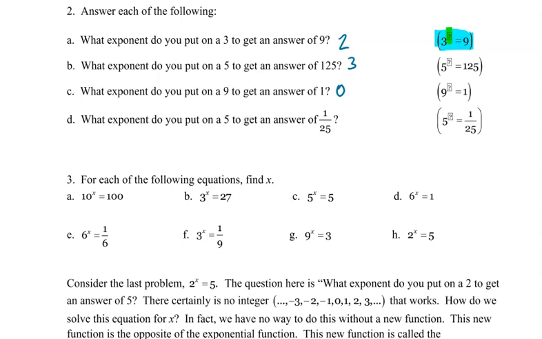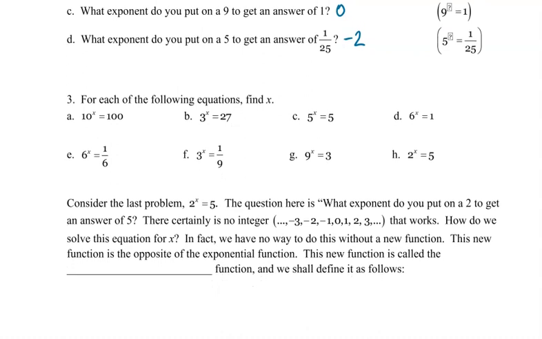Then what exponent do you put on a 5 to get an answer of 1 over 25? Well, the answer is a fraction, so that means we know it was flipped, which means we know that our answer is going to be negative. And then to get 25, that's 5 times 5, so 5 squared. So negative 2 would be our answer.